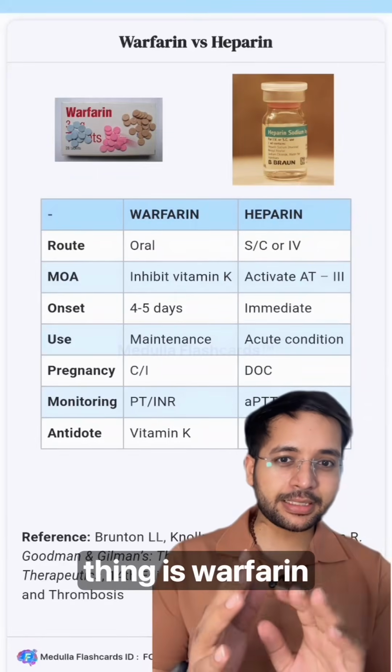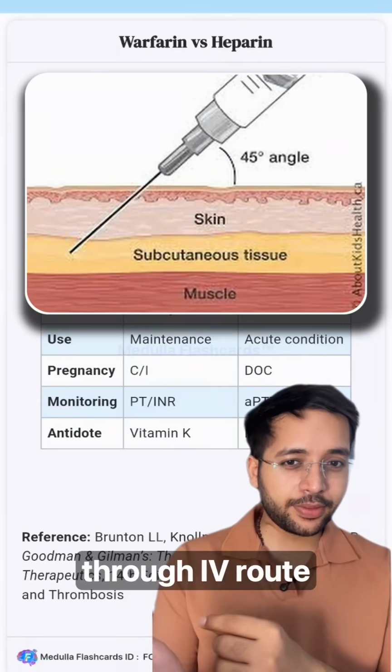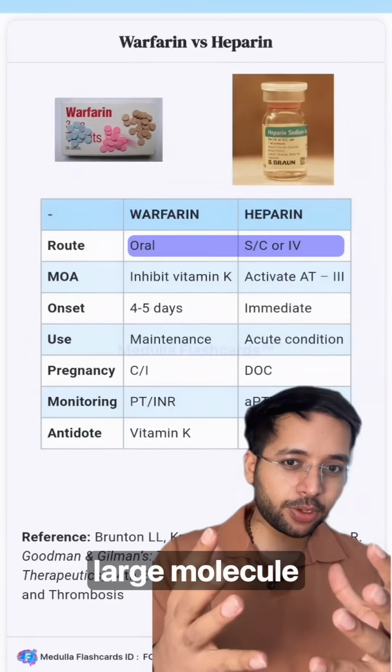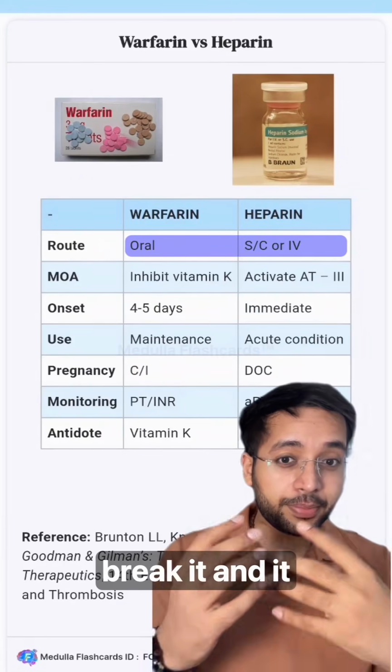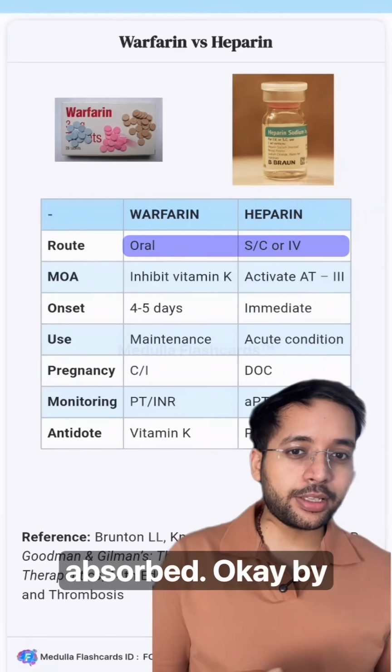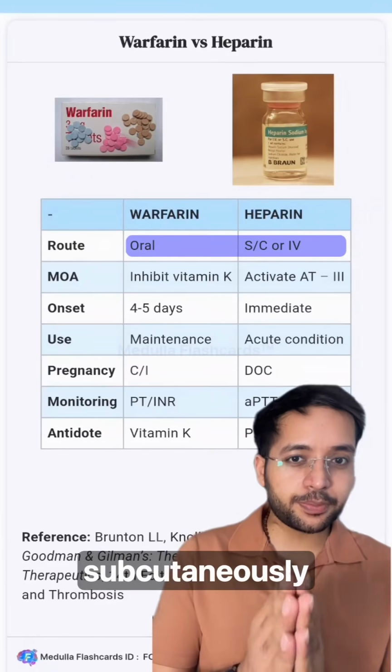So the most basic thing is warfarin is given orally and heparin is given subcutaneously or through the IV route. The reason being heparin is a large molecule and it cannot be taken orally. If you take it orally, the gut cannot break it and it cannot be absorbed by the GIT system, so it will just go waste. That is why heparin is always given subcutaneously.